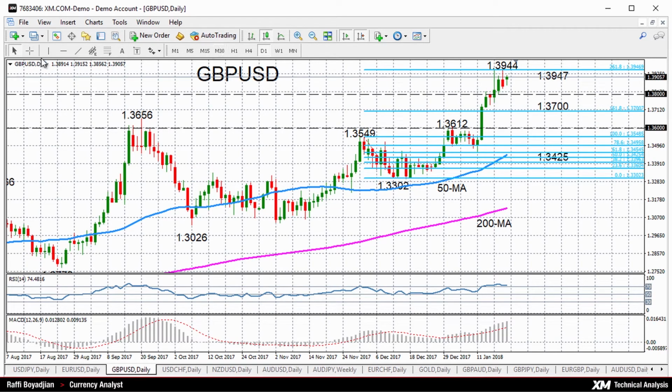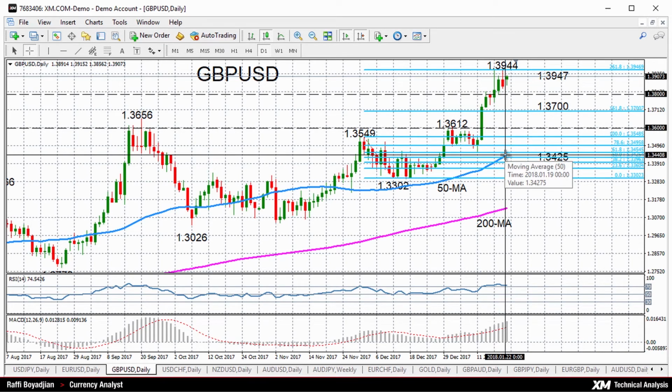To the downside, we should see support coming from the 1.38 handle, and then further down we have the 1.37 handle. A breach of the 1.37 handle would weaken the bullish bias and could open the way towards the 1.36 handle, which had been a key resistance level in the past. But it does remain still comfortably above the 50-day moving average.